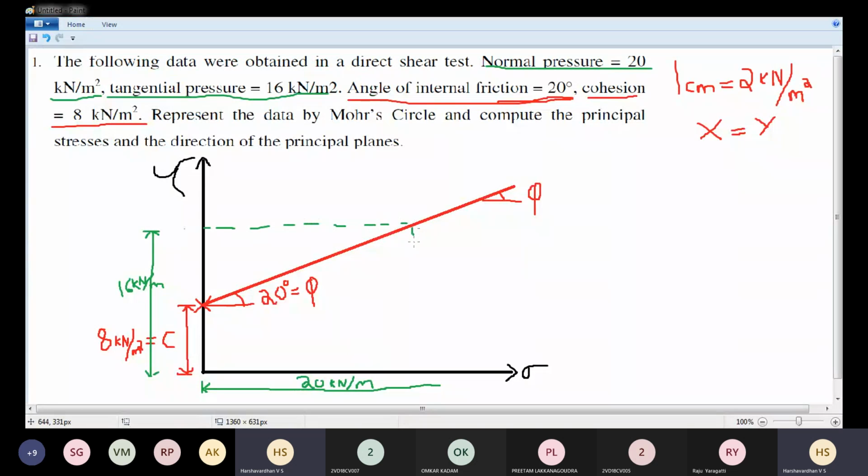So from here, I'll drop a line. If you draw according to scale, you will get that point on the line. So this is my point whose coordinates are sigma equal to 20, tau equal to 16. So this is the point where the sample has failed.